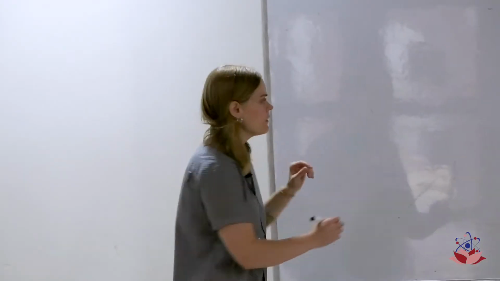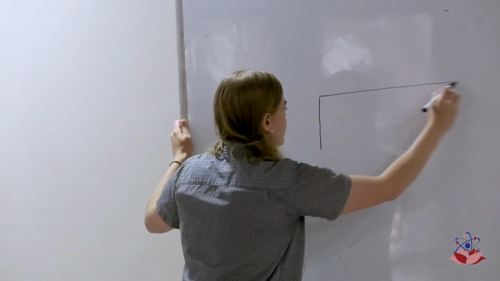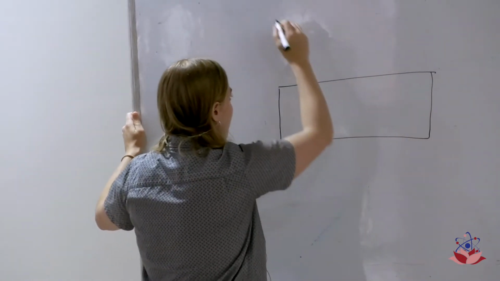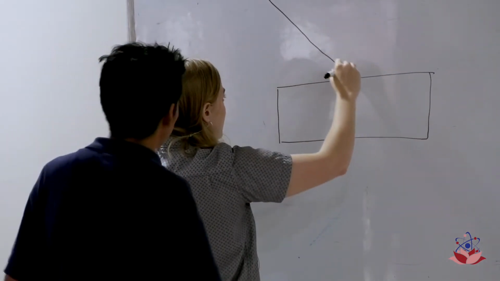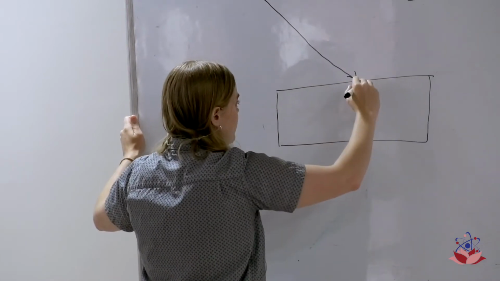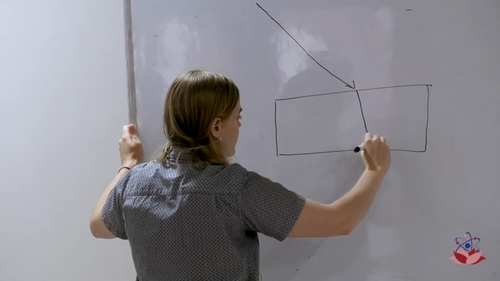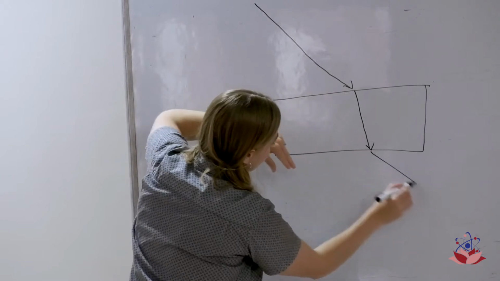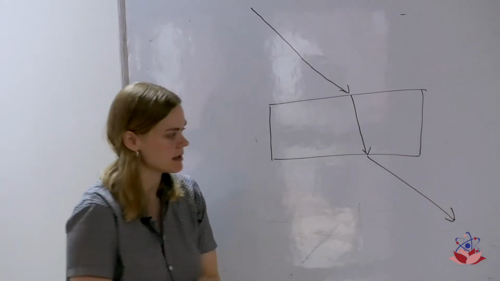And the reason why light bends, so this is the picture of how light looks when it bends. So light comes from air into a piece of glass, it gets bent, and then it actually bends back to the original direction as it exits the glass.